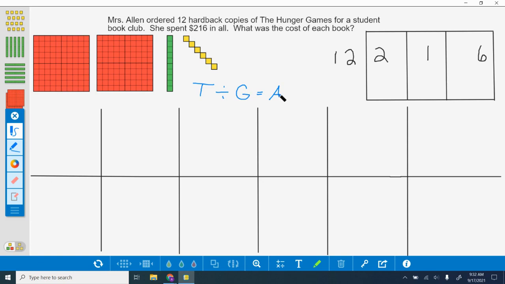And that's the equation we're going to use this time. Other story problems might have a different equation. If it was a division story problem where we knew the amount, but we didn't know the number of groups, then we would have total divided by amount to give us the groups. All right, so in this case, we're looking at the total divided by the groups to find the amount in each group, or the total dollars divided by the 12 hardback copies of the book, and we're looking for the price per book.